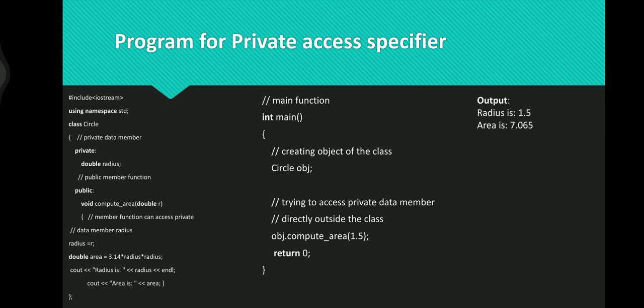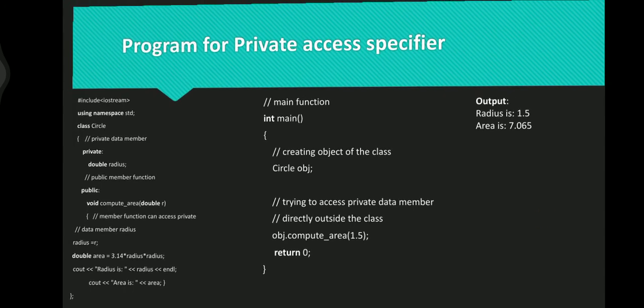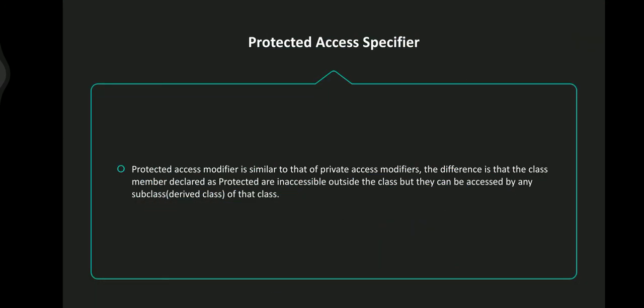Moving forward to the third access specifier, that is the protected access specifier. The protected access modifier is similar to the private access specifier. The difference is that the class members declared as protected are inaccessible outside the class, but they can be accessed by any subclass of that class. A protected member variable or function is very similar to a private member, but it provides one additional benefit, that they can be accessed in the child class, which is called the derived class.